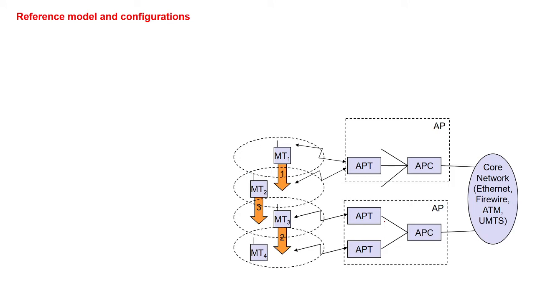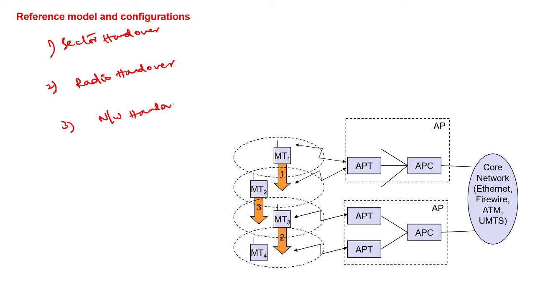So next is a reference model which explains the three handover processes. One is sector handover. The second one is radio handover, and the third one is network handover. We are going to see the handover processes one by one.